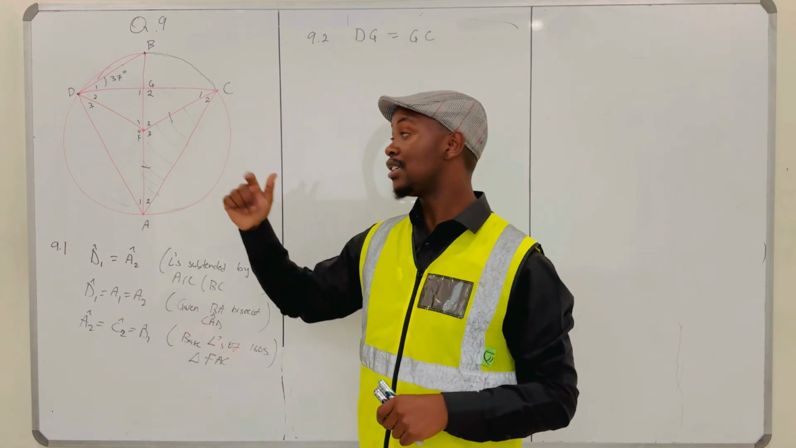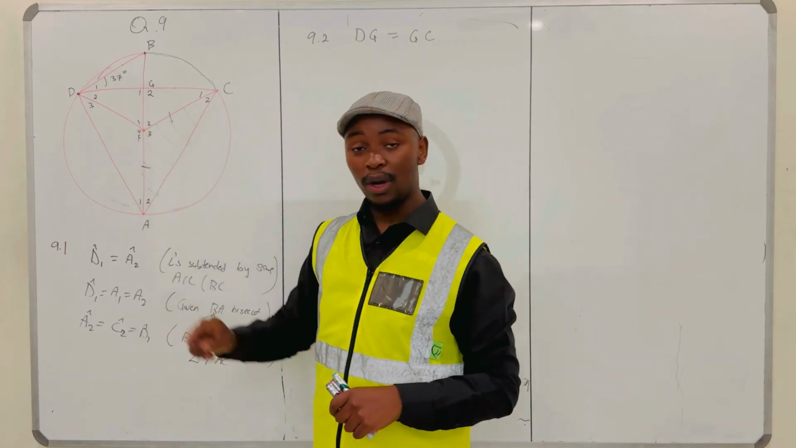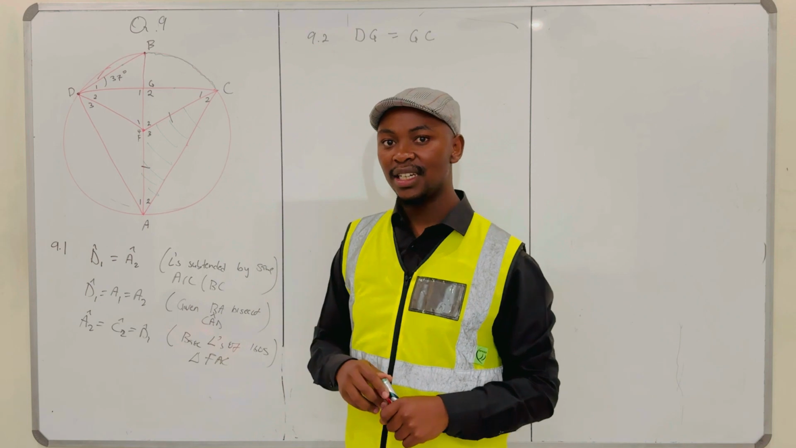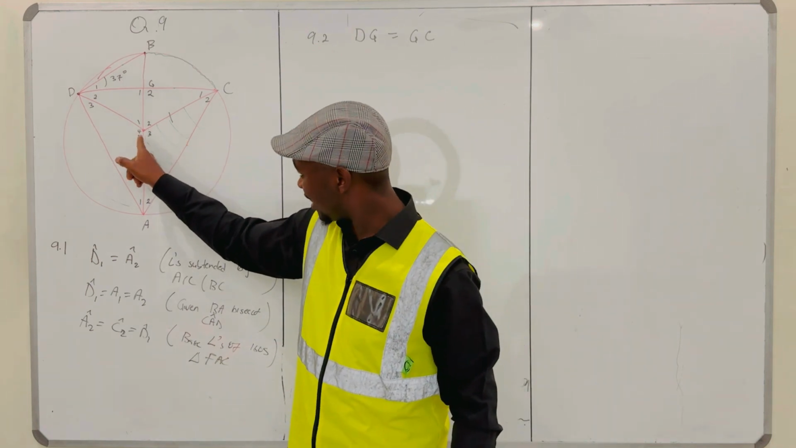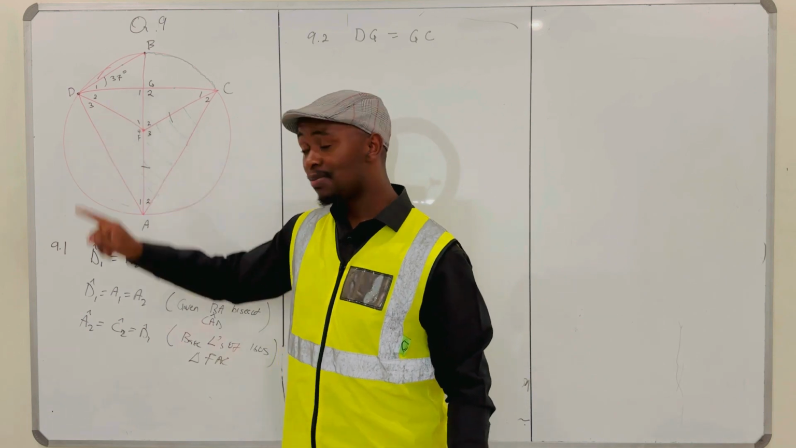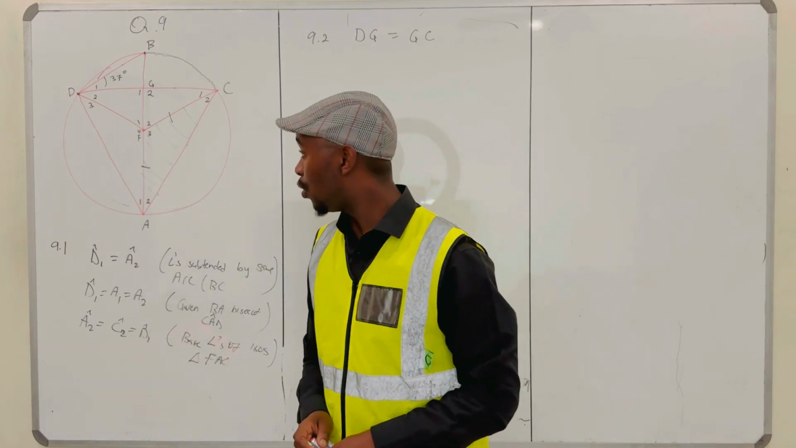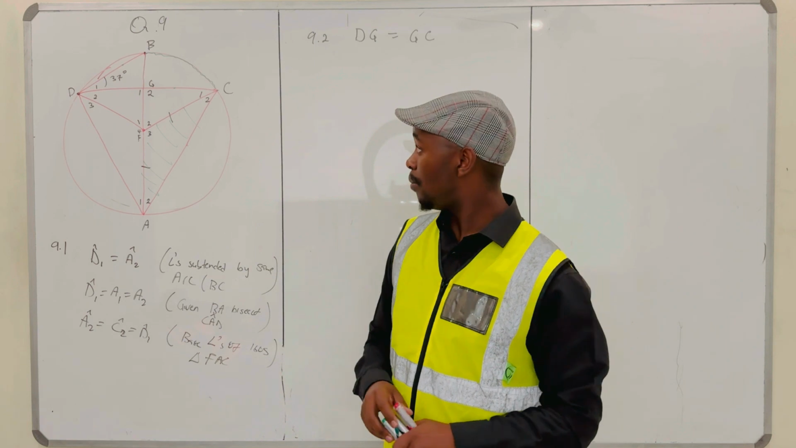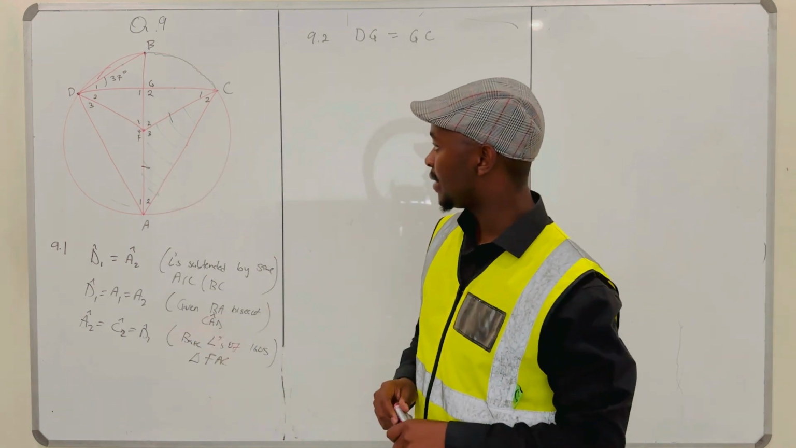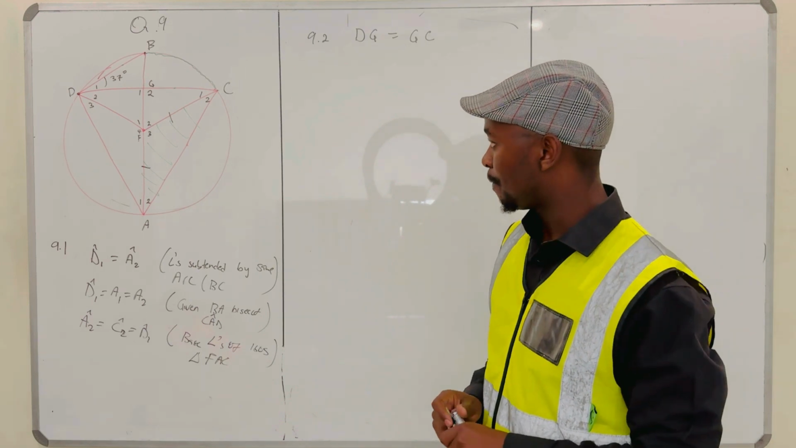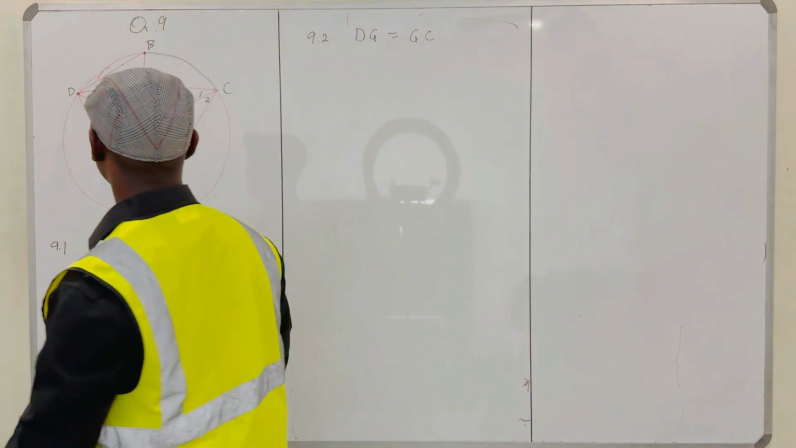But the question is asking us to prove that these two lines are equal, meaning they've been bisected. So the goal here must be changed to prove that indeed this line drawn from the center is perpendicular to that chord DC. Now, how can we go about that? We need to solve for this angle here. Okay, how do we go about it?